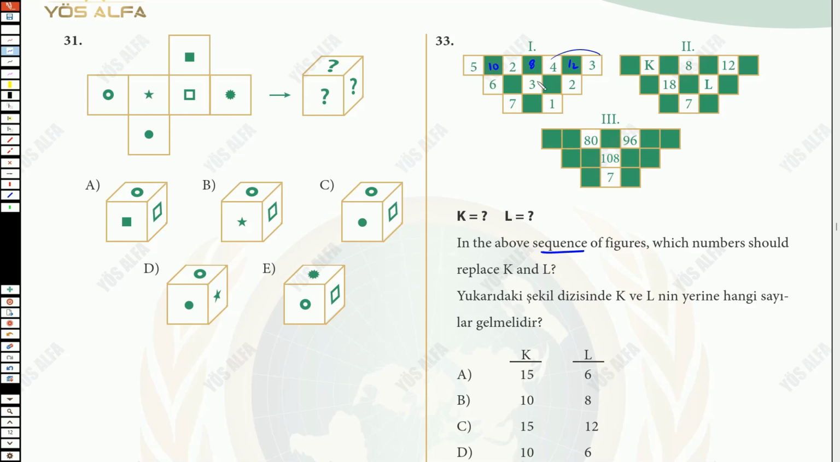So 6 times 3 is 18 and then 3 times 2 is 6. So L is 6 and K is 10. Okay, 7 times 1 is 7. So our answer is 10 and 6.